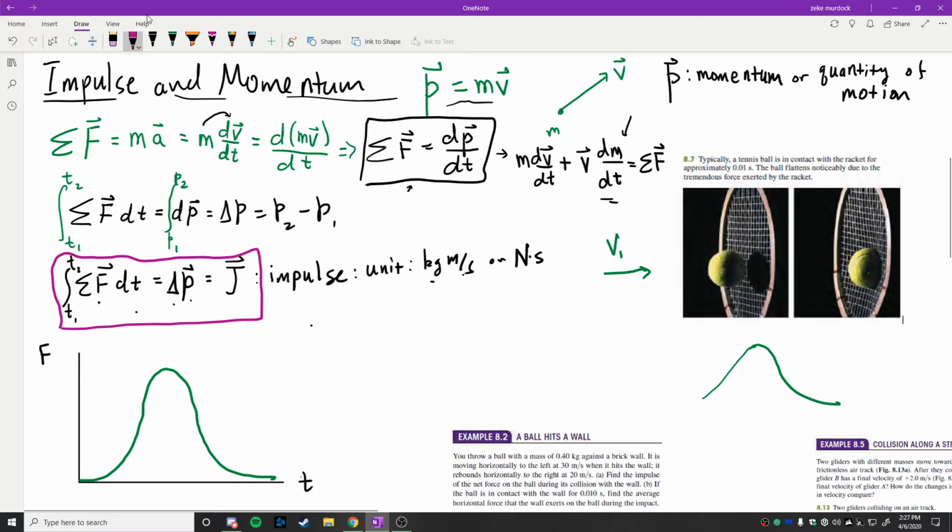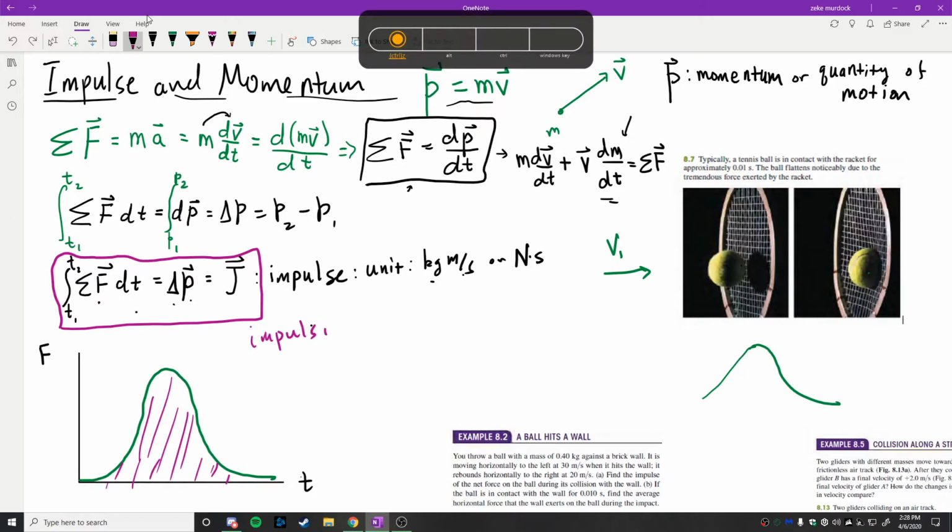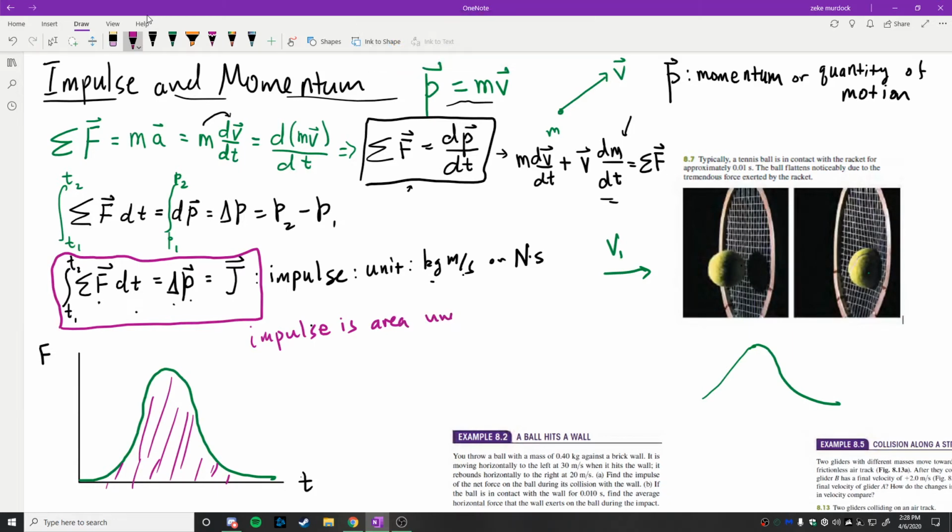The impulse, according to our equation, would just be this area right here. That would be our impulse. The area under this force versus time curve represents the impulse.